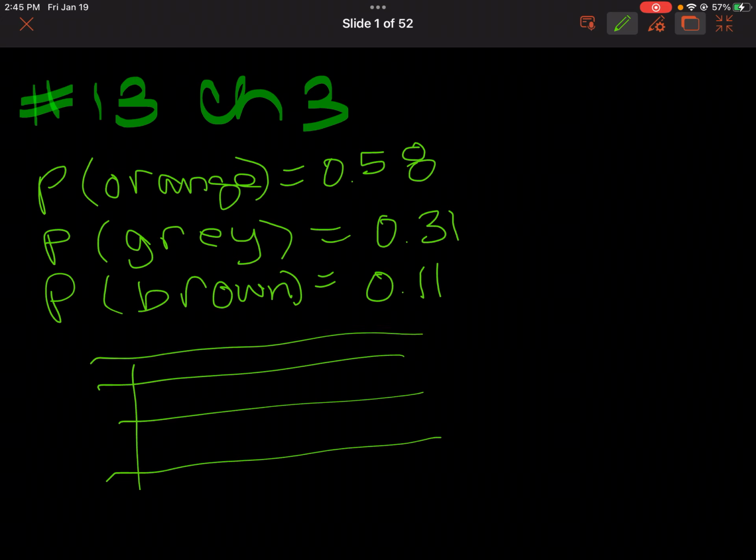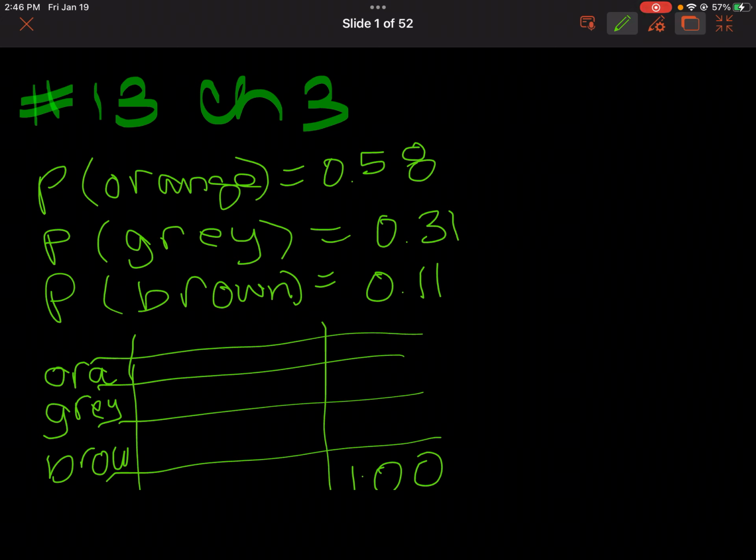So we've got our orange cats, we've got our gray cats, we've got our brown cats, and essentially this is saying that if there were 100 total, right, that 58 of them would be orange, 31 of them would be gray, and 11 of them would be brown. So notice that would add up to the full 100. But then it says further, we divide them into whether or not they have stripes. So I'm going to put the striped here and the not striped there.